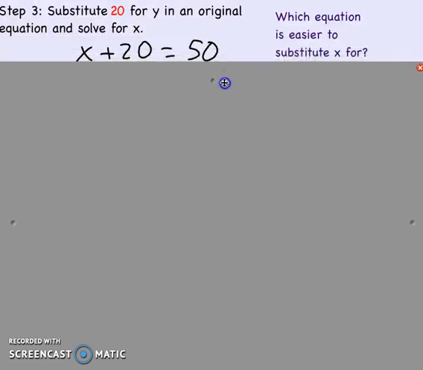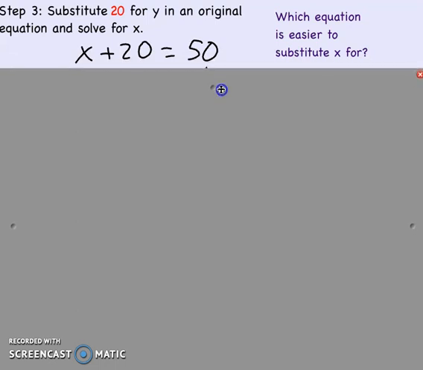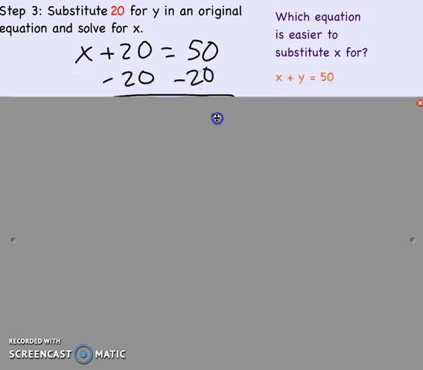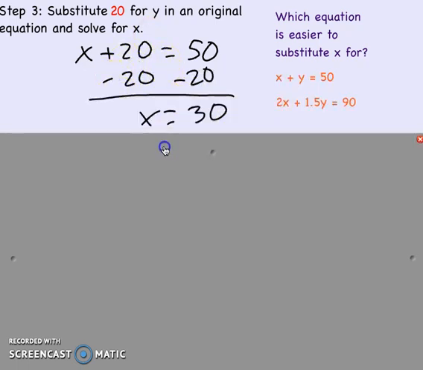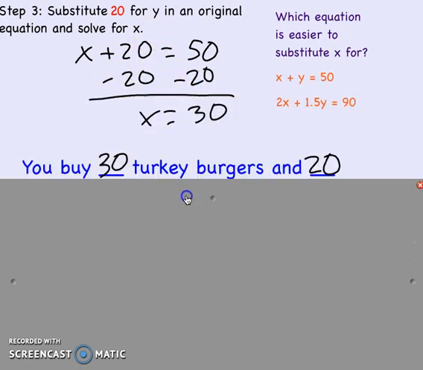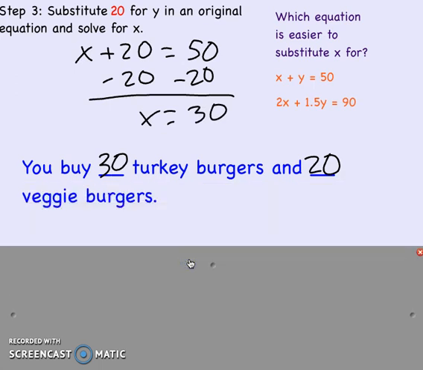Again, you can decide which equation to substitute into. In this case, my x plus y equals 50 is much easier to substitute into to figure out the other value. So I replaced my y with 20, subtracted 20 on both sides, and got that x is equal to 30. So the solution to my system is that you buy 30 turkey burgers and 20 veggie burgers. I would then substitute both of those values back into both of my original equations as my check to make sure that it works. That is how you solve a system of equations through the method of substitution.